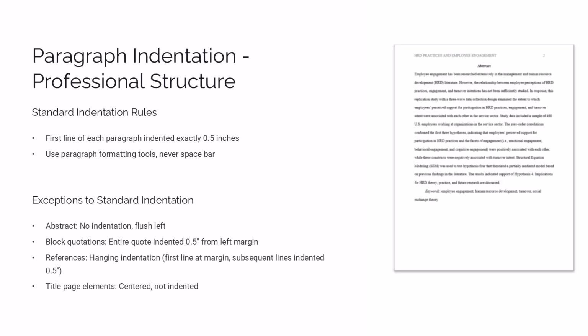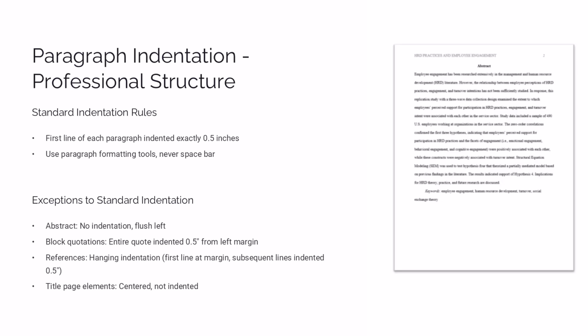Block quotations, which we'll cover in detail in Lecture 7, use a different indentation pattern. Block quotations indent the entire quote 0.5 inches from the left margin rather than indenting only the first line. This formatting makes long quotations visually distinct from your own writing. References use hanging indentation, where the first line begins at the left margin and subsequent lines indent 0.5 inches. This formatting makes author names easy to scan and helps readers locate specific sources quickly.